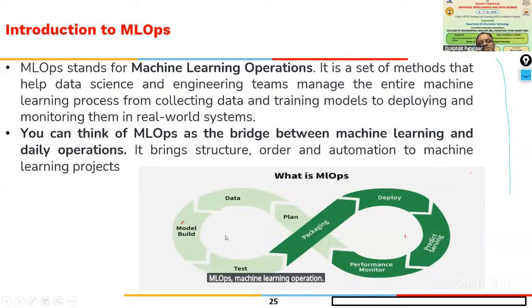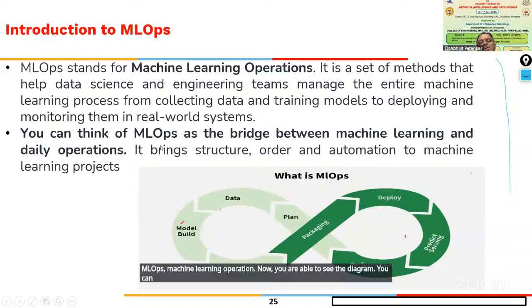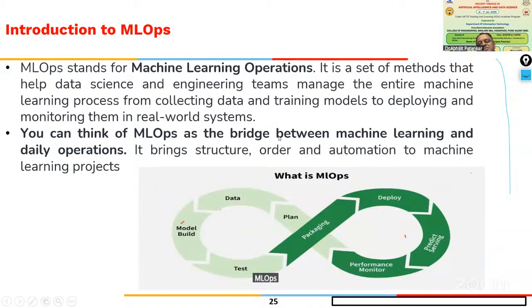Now you are able to see the diagram. You can think of MLOps as a bridge between machine learning and daily operation. It forms the bridge between your day-to-day operation and machine learning. It brings structure, order, and automation to the machine learning process. So we are going for automation in machine learning through machine learning ops.